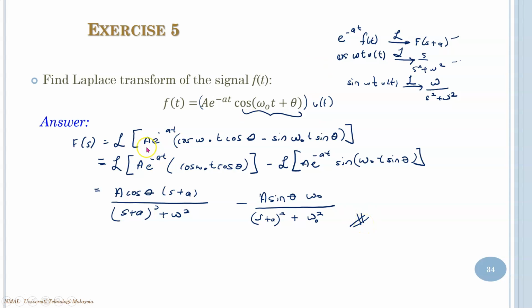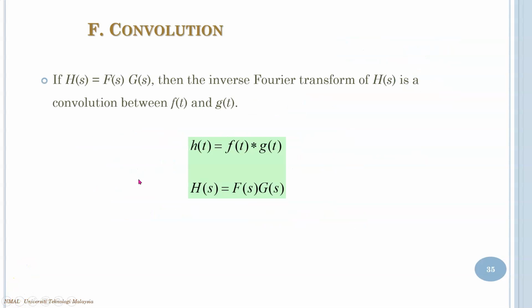It's much easier if they give the value here so that we can transform a cos theta to numbers. However, this is the answer for this exercise. Here is convolution. Similar to the Fourier transform, for the Laplace transform, for the convolution process we just have to multiply between two Laplace transform equations. So if H(s) equals F(s)G(s), then the inverse Laplace transform of H(s) is a convolution between f(t) and g(t). Again, in time domain, two functions are convolved together, but in the Laplace transform it becomes multiplication, which is much easier than convolution.